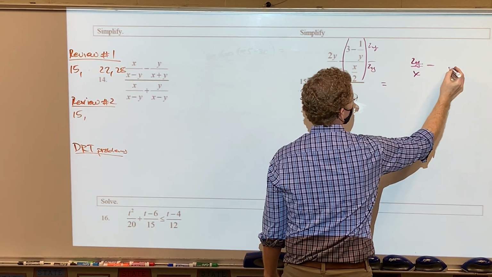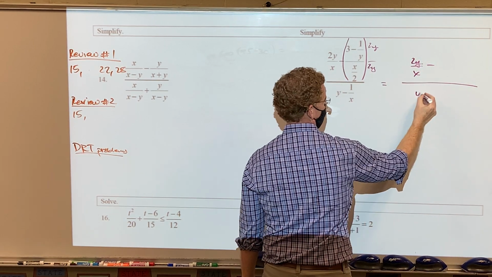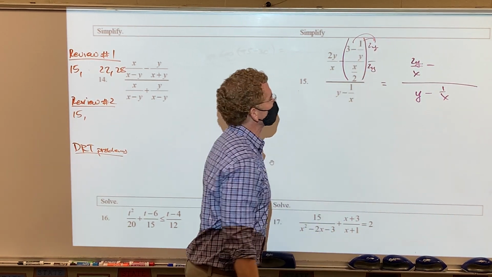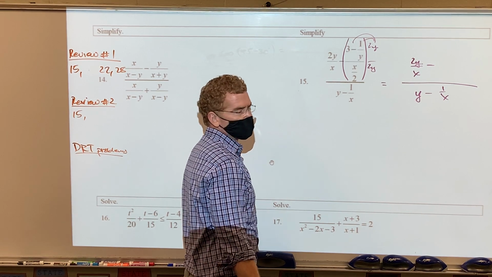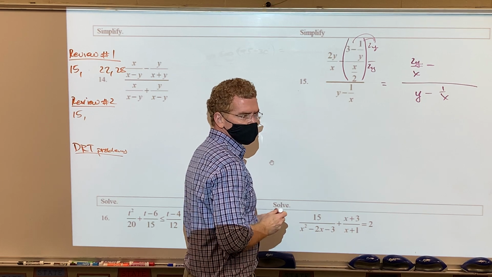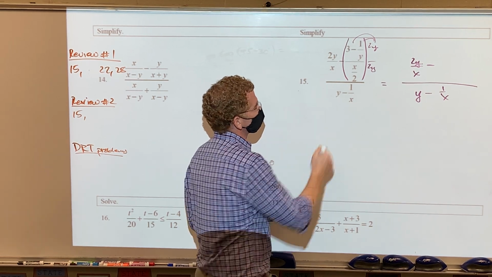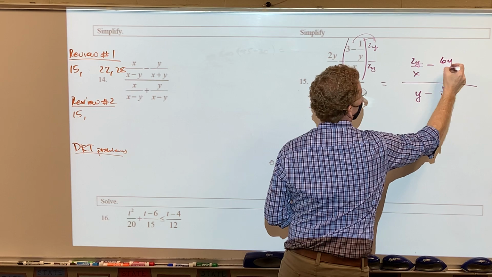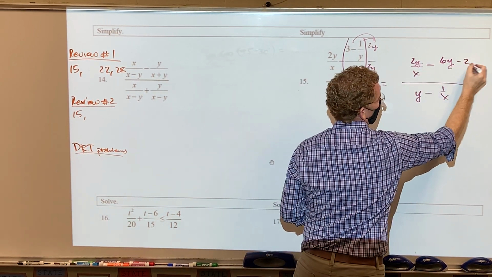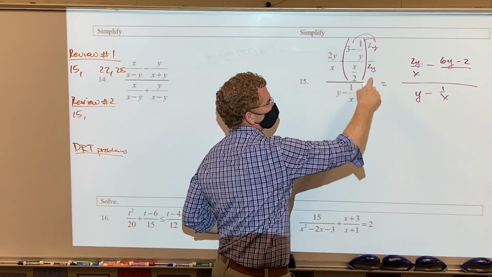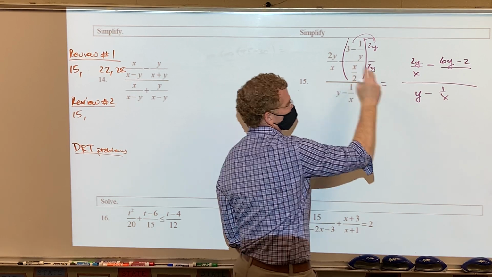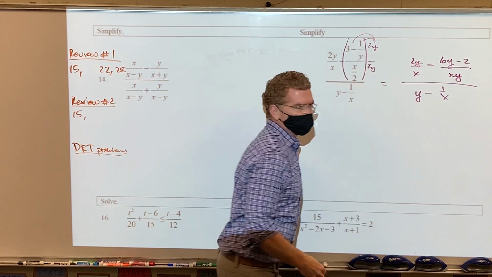2y over x minus... everything else is coming over. So what happens when I distribute that in? What do you get? 6y. I see. And then the y's cancel, and then -2 over, what happens? You multiply this times this. xy. 2's cancel, xy. All right, looks better already.